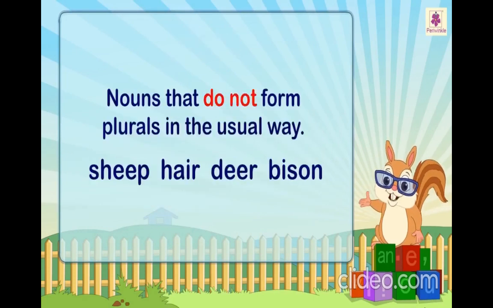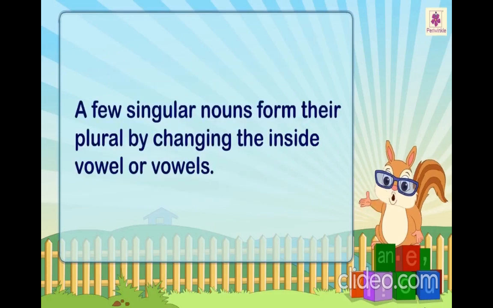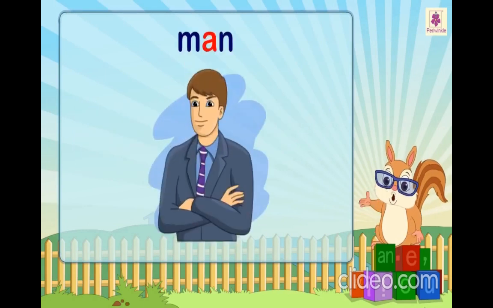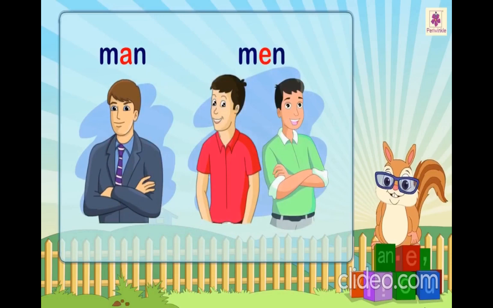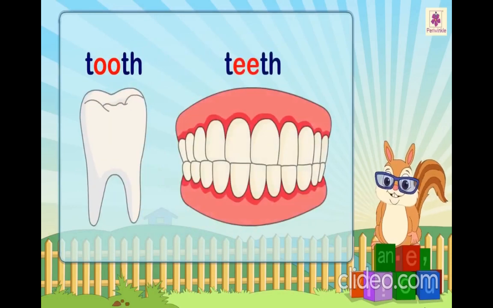Nouns that do not form plurals in the usual way are called irregular nouns. Few singular nouns form their plural by changing the inside vowel or vowels. For example, man, men; tooth, teeth.